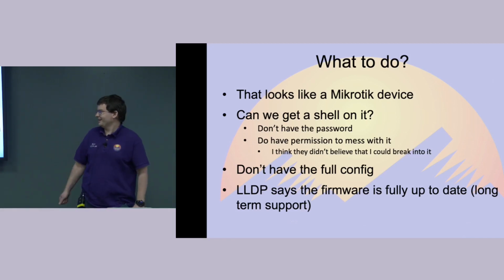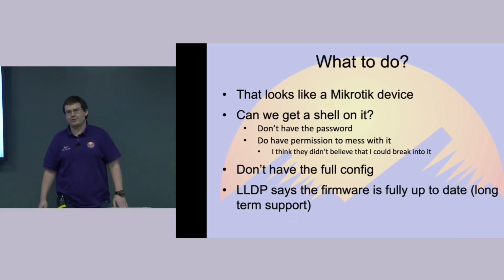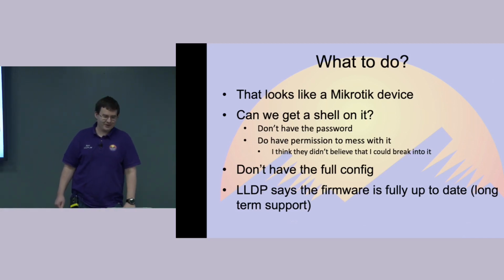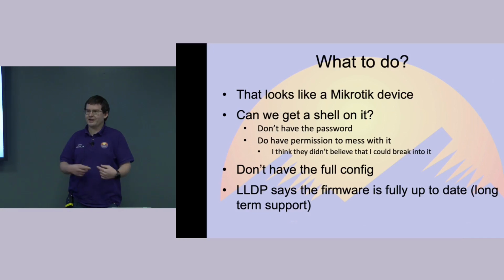So anyway, when this happens, we definitely need to break into this device and figure out what's wrong with it. We don't have the password for it. We do have permission to poke at it because the local ISP is nice, and some of you probably know them. And I don't think they believed I could break into it anyway, so a little learning experience. We do know that we have pretty up-to-date firmware on this device because it advertises over a protocol called LLDP to anything connected to it what it is.